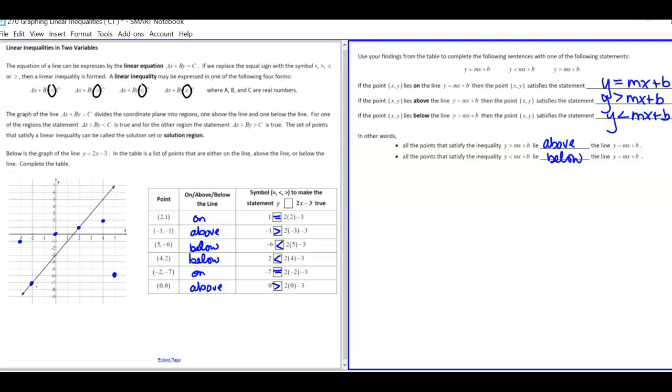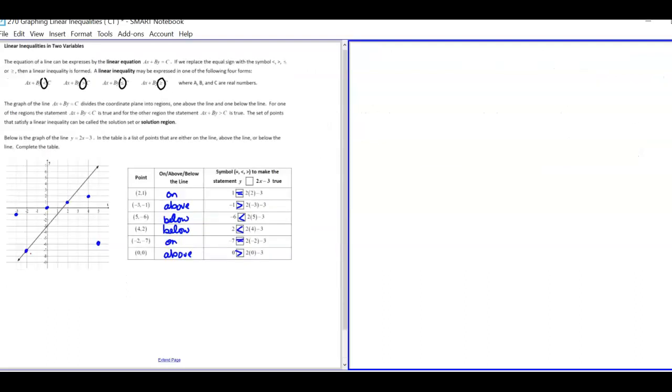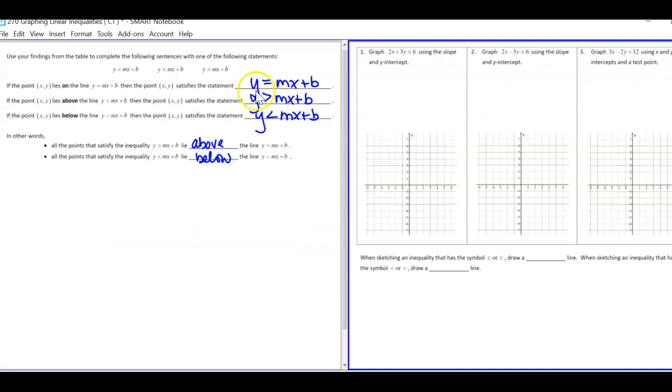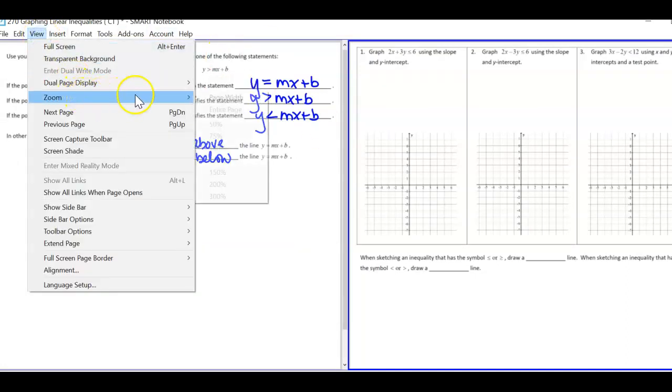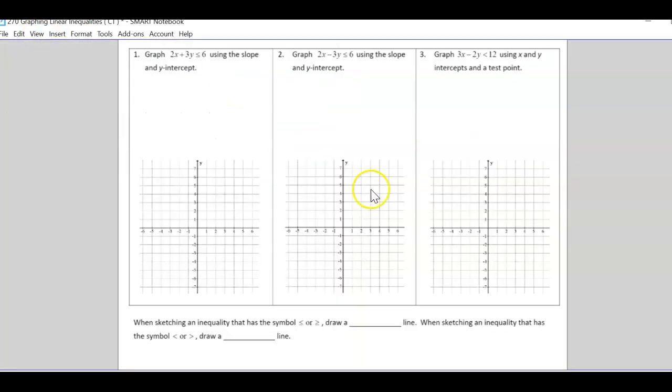So we're going to graph some of these. Okay, let's just do the first one. We're not going to do all of this. 2x plus 3y less than or equal to 6, using the slope and y-intercept. So that means we need to solve for y. Keep your inequality, and bring the x to the right. Remember, you change the direction of the inequality when you multiply or divide by a negative, but not when moving terms by adding or subtracting.